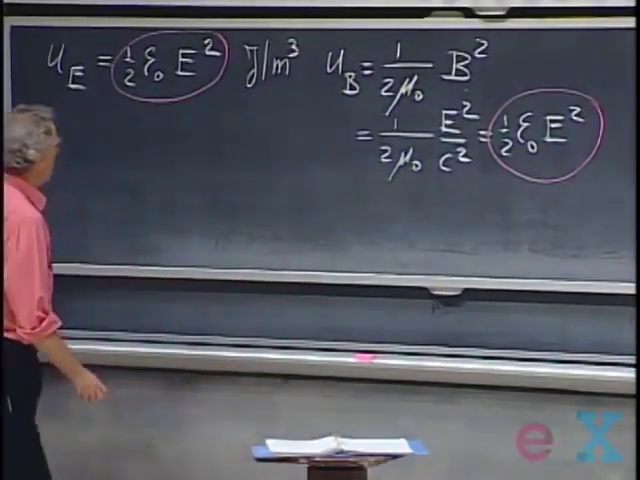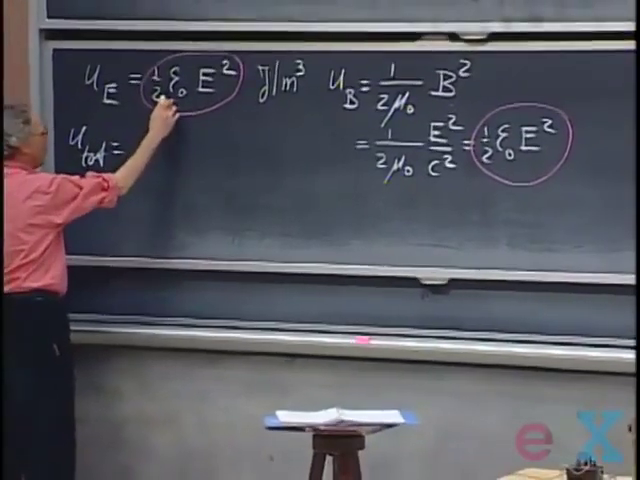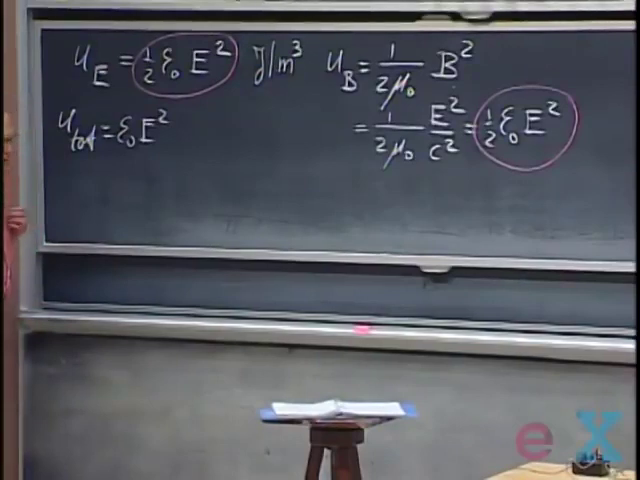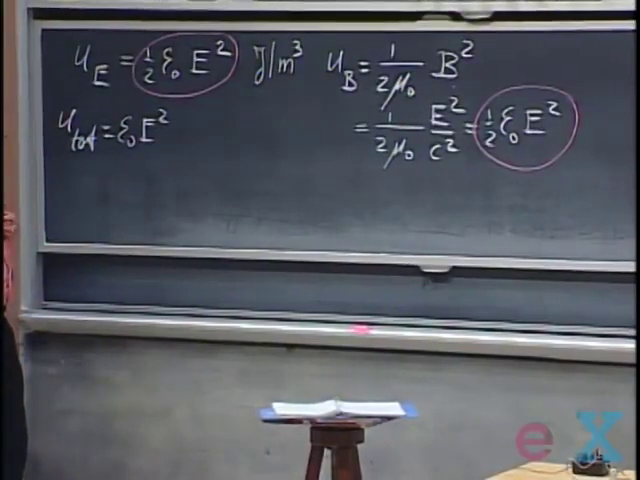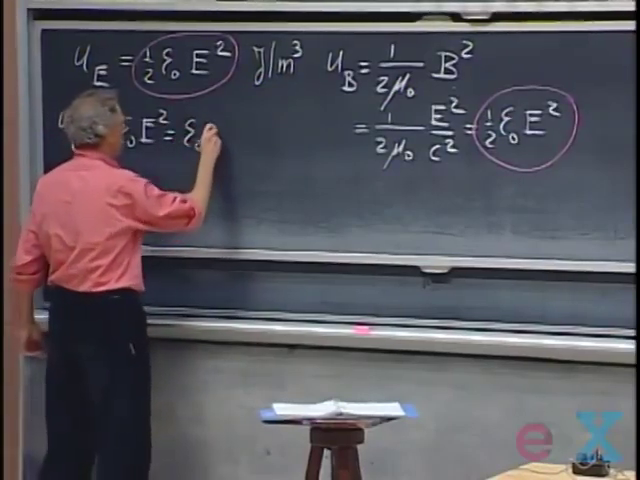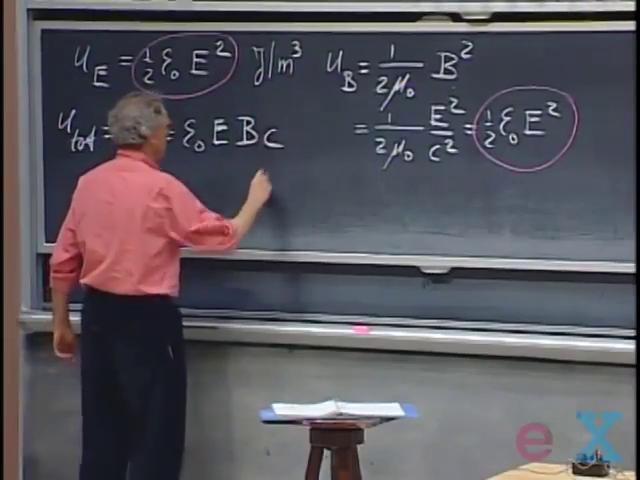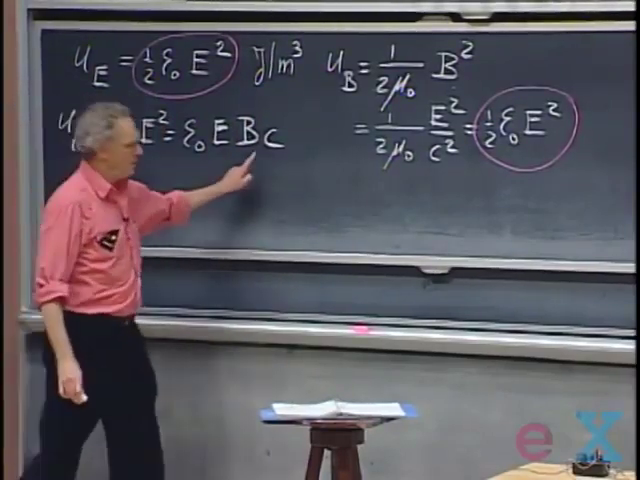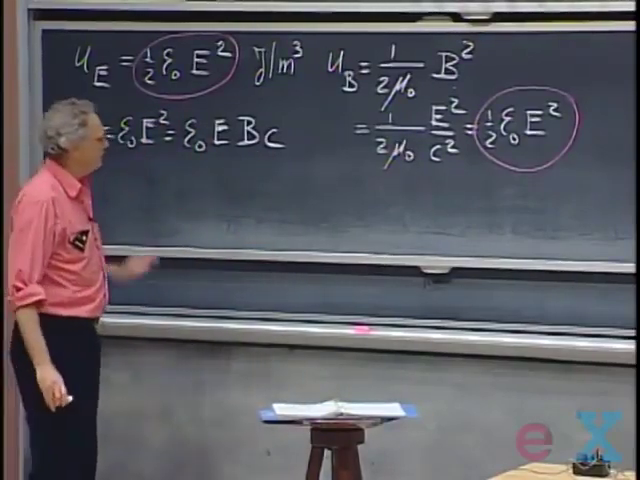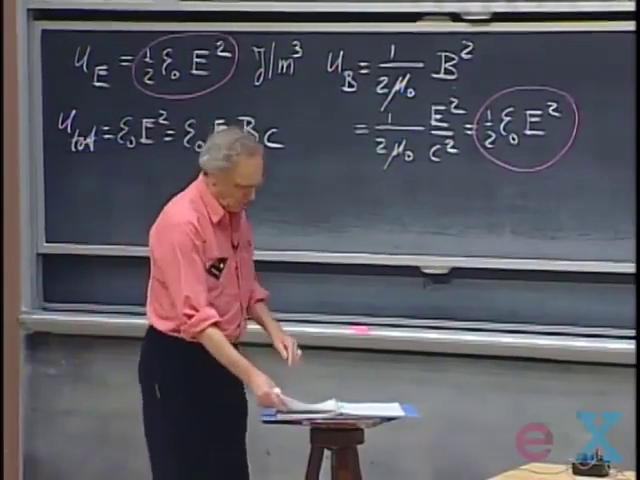So the total energy density is the sum of the two. So I double this one, so that is epsilon 0 E squared, joules per cubic meter. And of course, I can also write for that epsilon 0 times E, and then for the other E, I write B times c. So this is again in joules per cubic meter. I'm happy with that. That's fine.